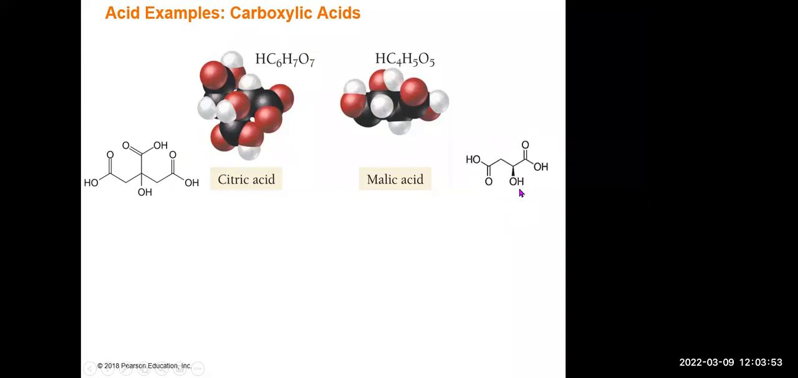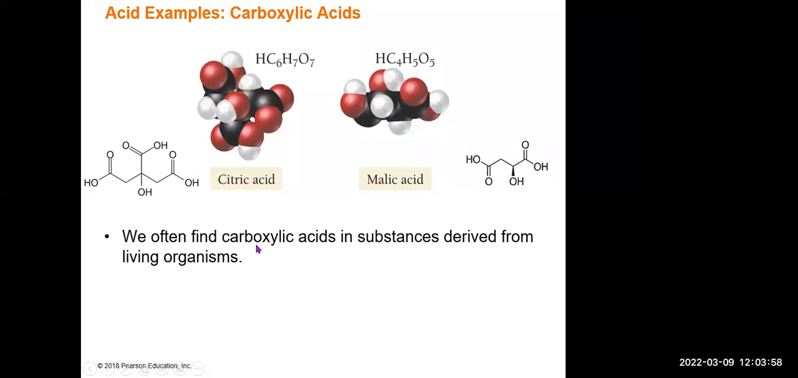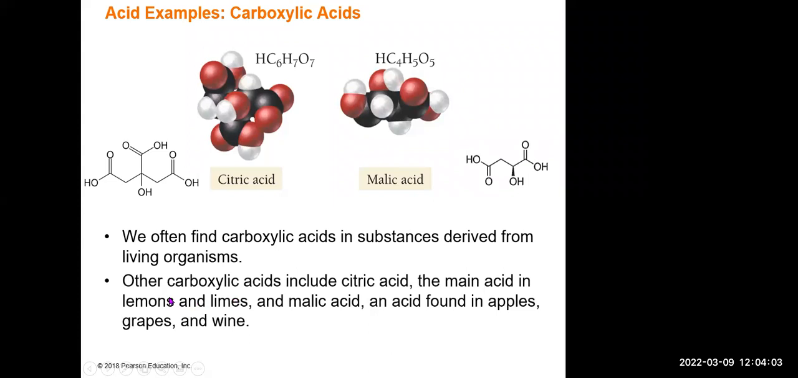We often find carboxylic acids in substances derived from living organisms. Other carboxylic acids include citric acid here, the main acid in lemons and limes, and malic acid, an acid found in apples, grapes, and wine. Both citric acid and malic acid are weak acids.